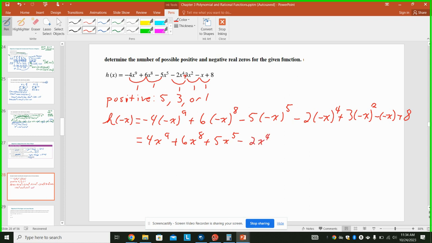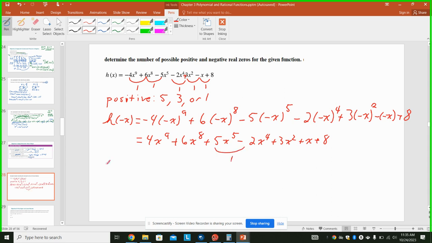What about this one? Stay the same. So 3x squared. What about this guy? Changes. Very good. And what about the 8? Just stays the same. All right. So how many sign changes does it have? I see 1. I think that's it.